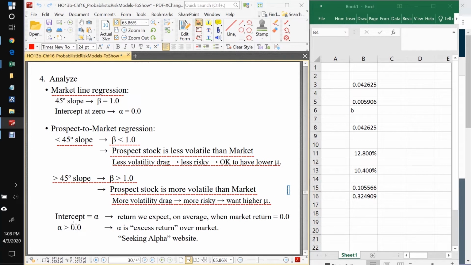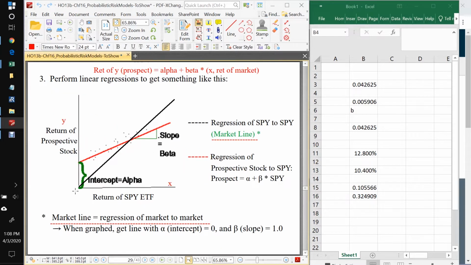And we also want to think about, on this graph, alpha, the intercept. And remember that alpha intercept is the return that we expect on average when the market return is equal to 0. And you pretty much always want to have an alpha that's greater than 0. Why? Because in that case, alpha is our excess return over the market. And you can see that very clearly on the graph. When the market isn't doing anything, it's just in the doldrums, we're getting this excess return.